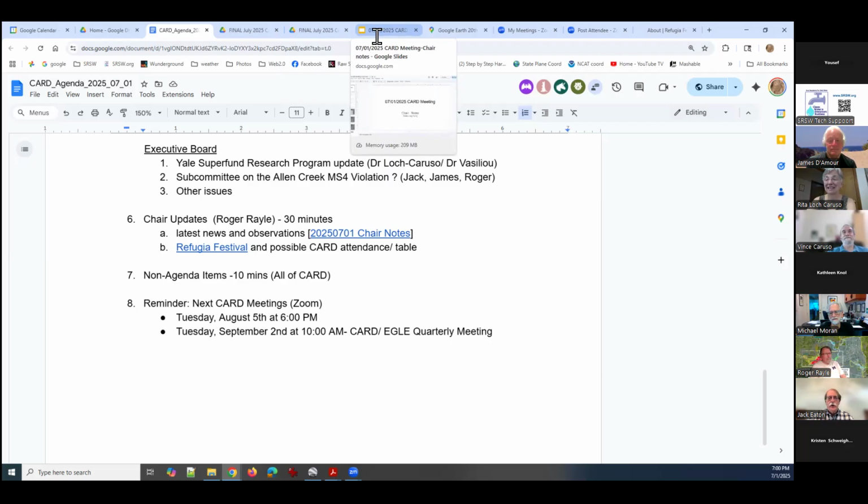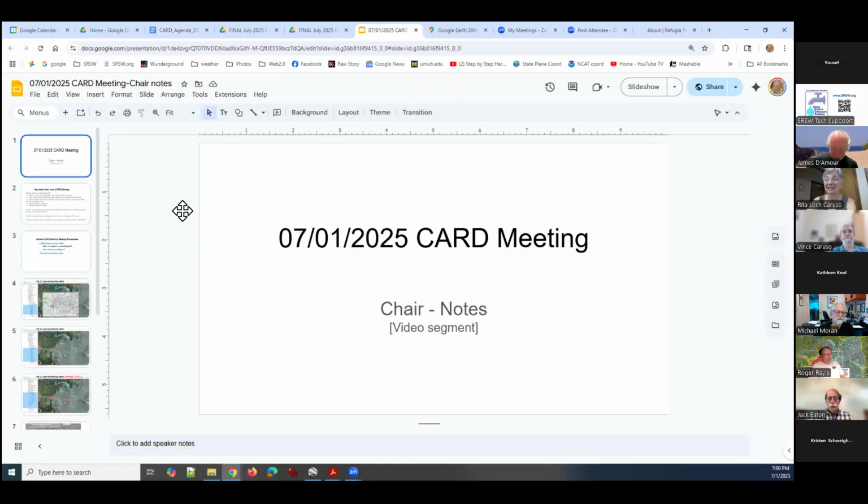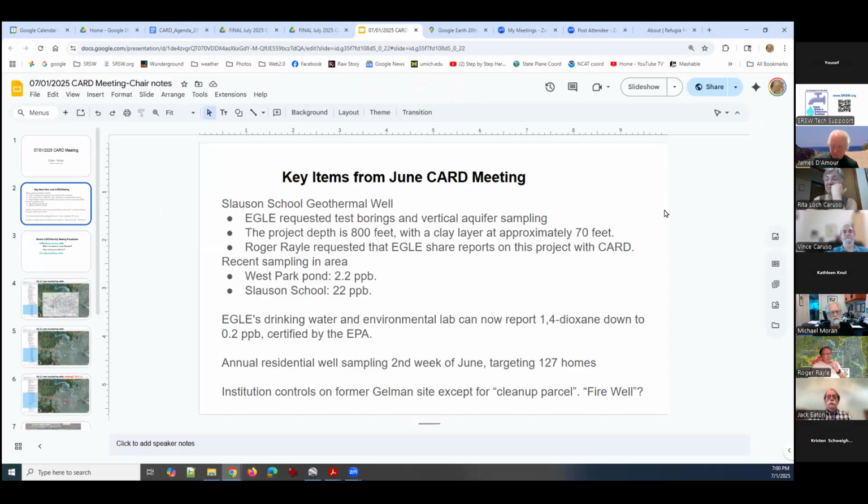Seeing no hands up, I'm going to move on to the next item on the agenda and turn this over to Roger. All right, I'll try to get through this quick. First thing is I would encourage people to go back and look at the summary of the last meeting and see if there's any other items, because these were the ones that I picked out as being kind of new developments, key items from the last meeting.